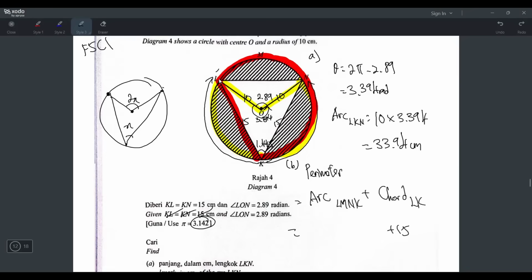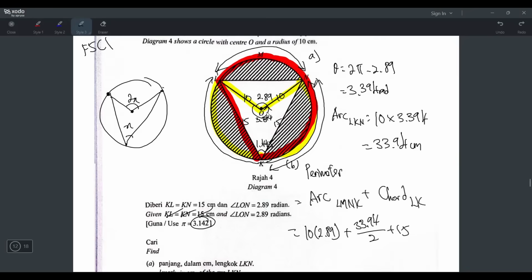Okay, the arc from L to N, I can find it. It's just 10 times 2.89, right? 10 times 2.89, because that's the arc from here to here. You just use r theta. But you still have to add this, here to here. From here to here is 33.94 divided by 2. 33.94 is the yellow one, right? And it's from here to here, and if you cut this in half, it's just divide by 2.